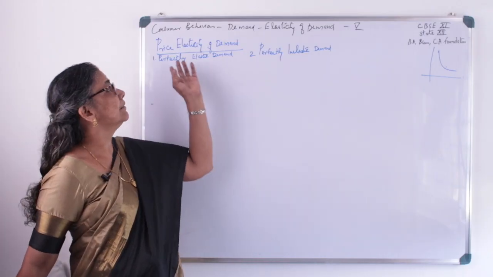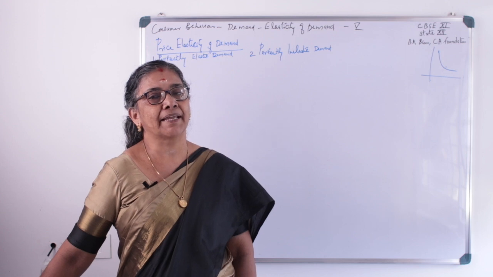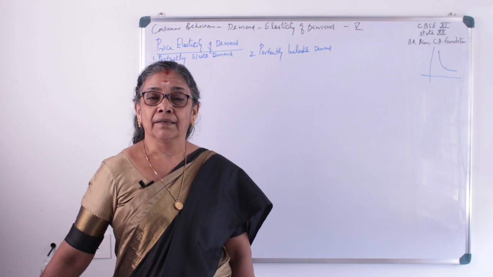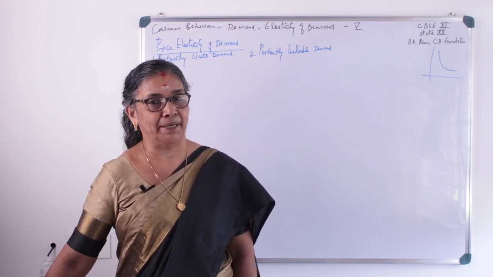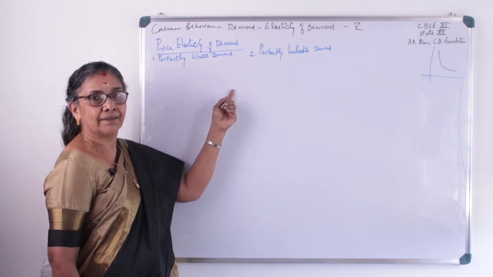Now we are learning price elasticity of demand. Price elasticity of demand can be divided into 5: perfectly elastic, perfectly inelastic, elastic, inelastic and unitary demand. So let us see what is meant by perfectly elastic demand.